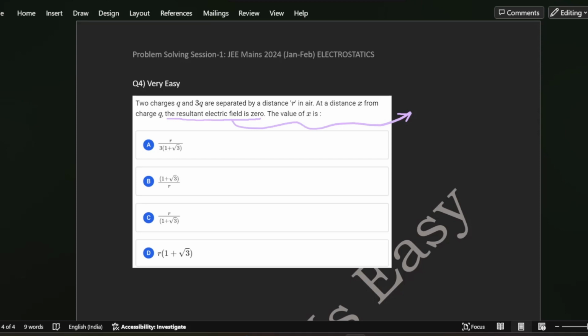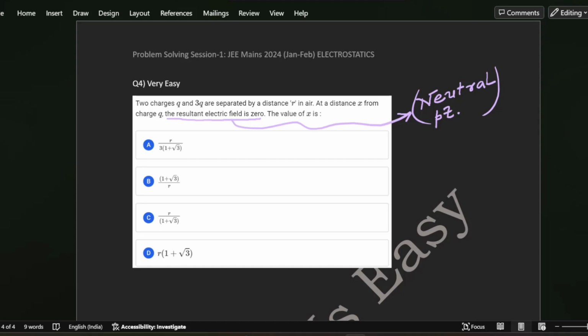This type of point where the resultant electric field is 0, these are called neutral points. This is an extra theory tip which I am giving you. In near future, in any examination, they can just replace this statement with this definition, or you can say this term.